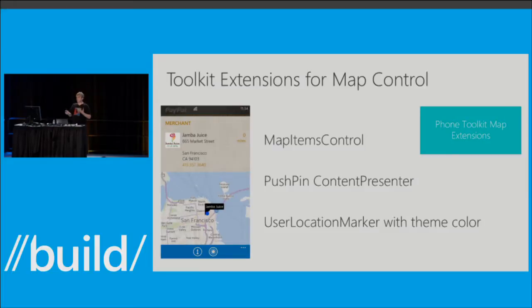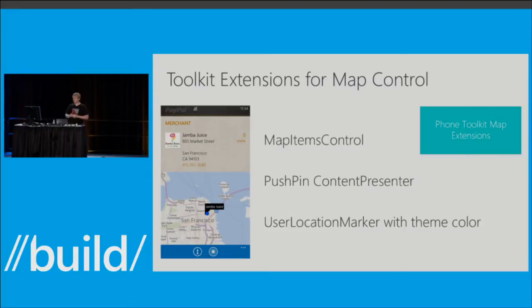So here's the stuff that we didn't get to, and we got into a toolkit for you. The first one is the maps item control. So this is something Bing had. This allows for data binding to a collection that we display of map overlays.